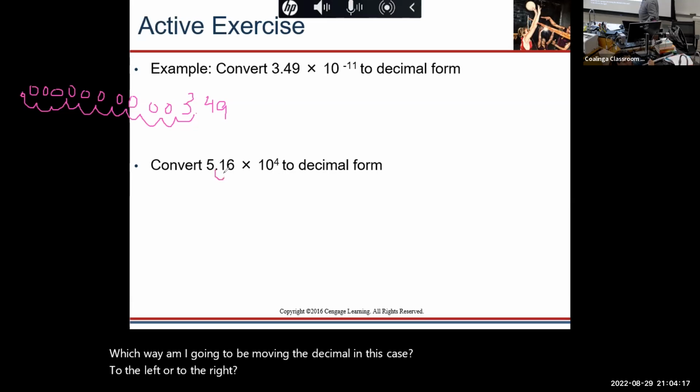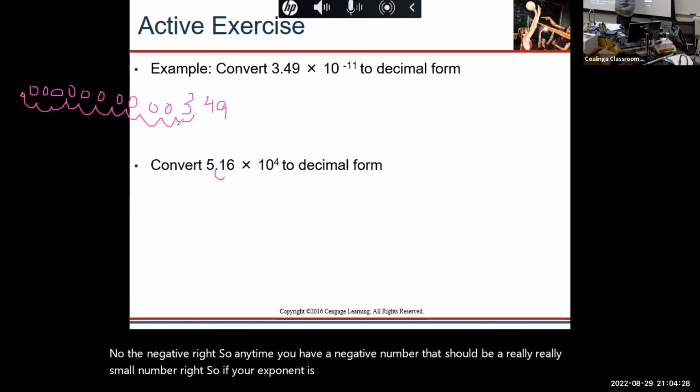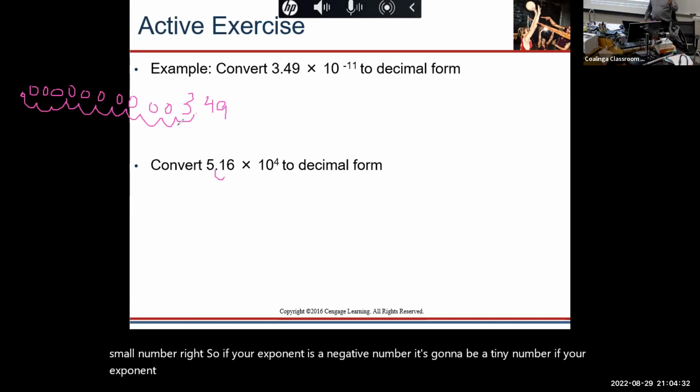Hey, on the top one, did you go backwards? Wasn't it supposed to go to the right? No, it's the negative, right? So anytime you have a negative exponent, it should be a really, really small number. If your exponent is a positive number, it's typically a big number, more than 10, right?